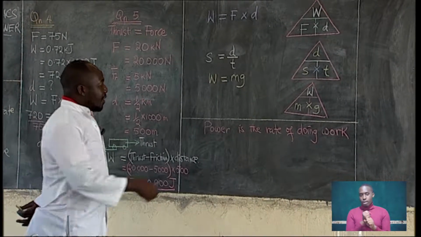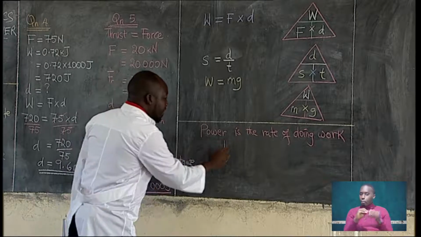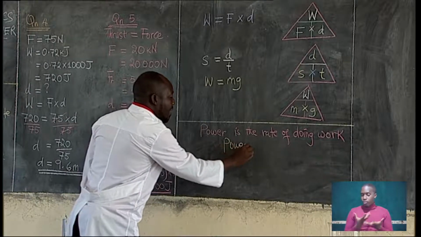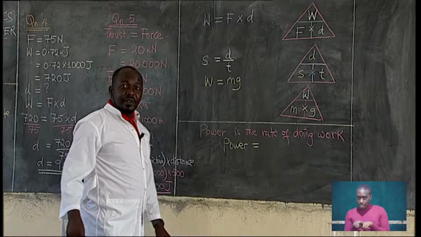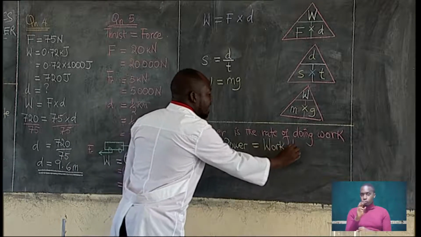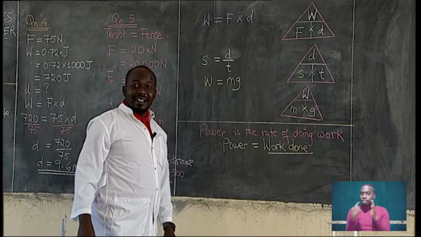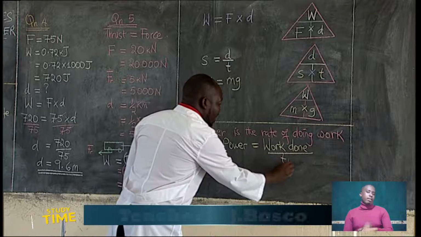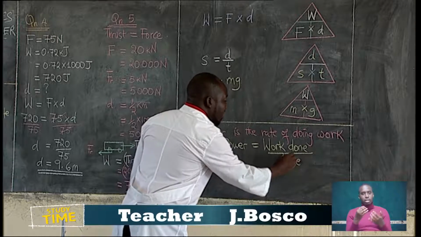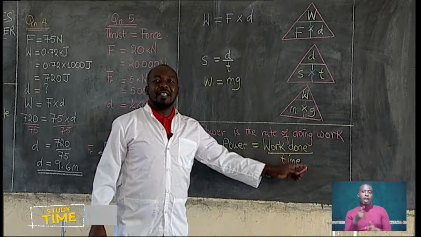So if power is the rate of doing work, mathematically it means we shall have power is equal to work which has been done, then divide by what? Divide by time. Because I told you the moment you see rate, it means you divide by what? By time.